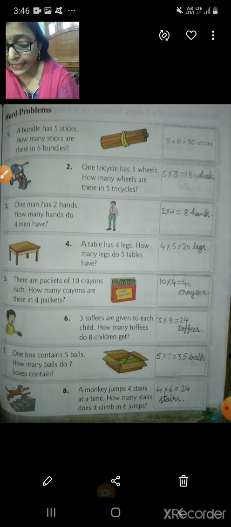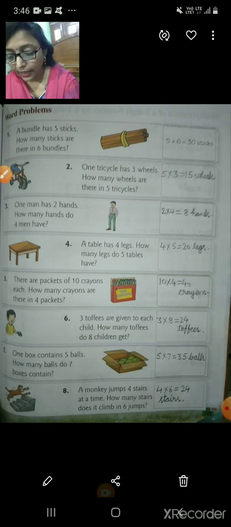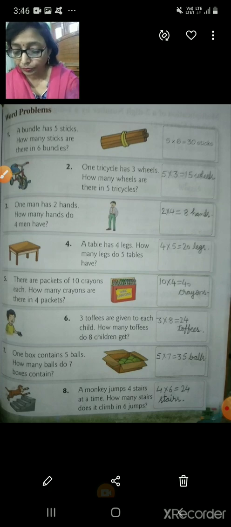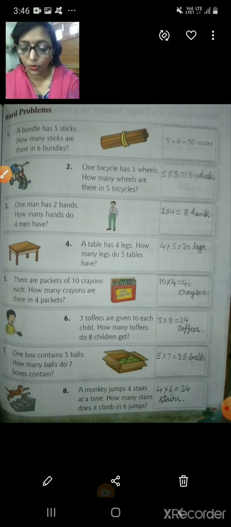One tricycle has 3 wheels. And how many wheels are there in 5 tricycles? For this you have to multiply 5 by 3. So the result will be 15. 5 3s are 15. And what is it asking here? Wheels. How many wheels? So you will write in the answer 15 wheels.